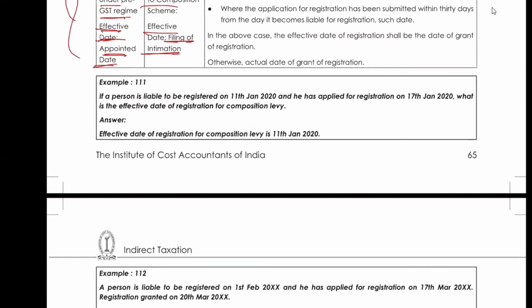Now some questions. Why I discussed this will be clear now. If a person is liable to be registered on 11 Jan 2020 and has applied for registration on 17 Jan 2020, what is the effective date for registration of composition levy? Okay, see, there will be three dates: eligible for registration, applied for registration, maybe REG-01 or CMP-02, whatever it is, and the date the department has granted registration. Thus these 3 dates will come.